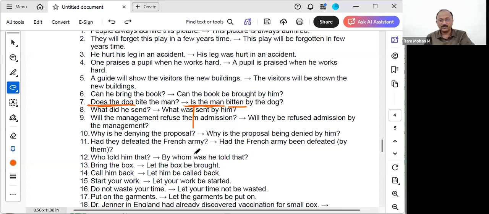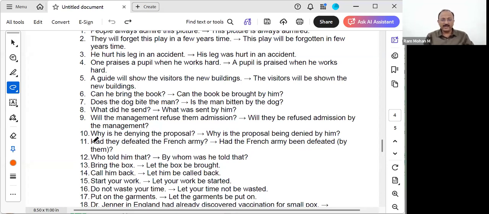Correct? No? What did he send? See here. What will remain "what" only. Was. Did means past tense, so "was". Send will become sent. "He" is there now. What did he send? So by him. What was sent by him? You understood?